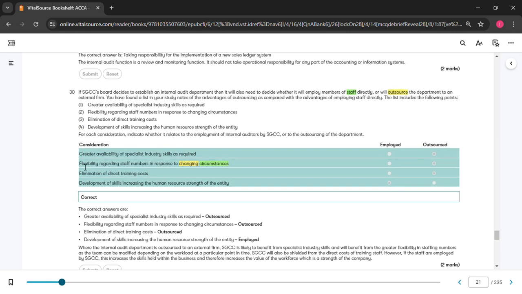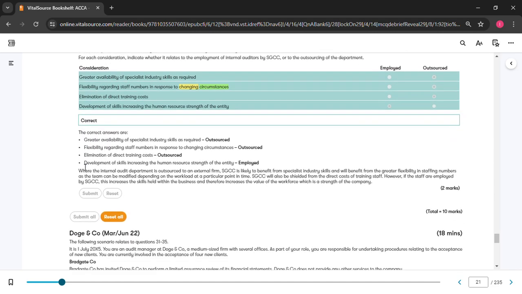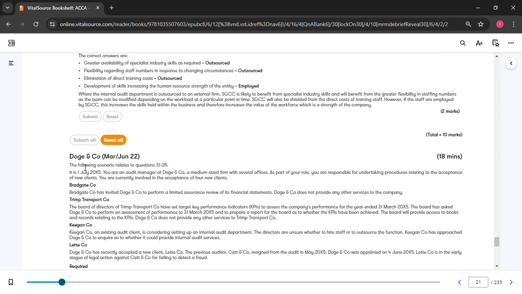Is it clear to you? Yes, sir. Okay. See, this is the recent exam. This is the recent exam of 2022, March, June. Okay. Can we do this and we'll stop? Okay with me, sir.